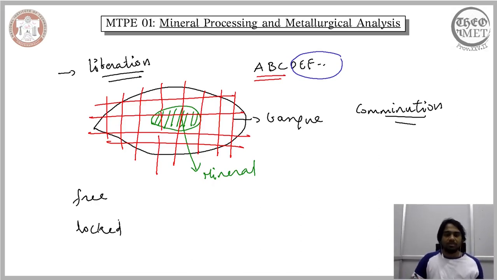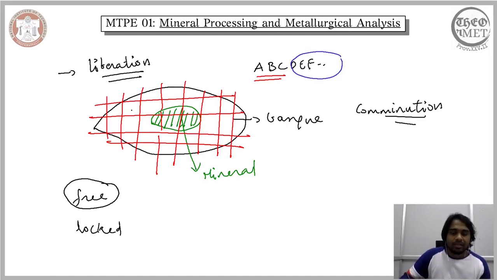So what we mean by free particle is, you are considering a larger particle that has been mined out, and you are breaking this particle down into smaller fragments. The smaller particles that result after the comminution process can be categorized into free and locked particles. So these free particles comprise either the gangue or the mineral.